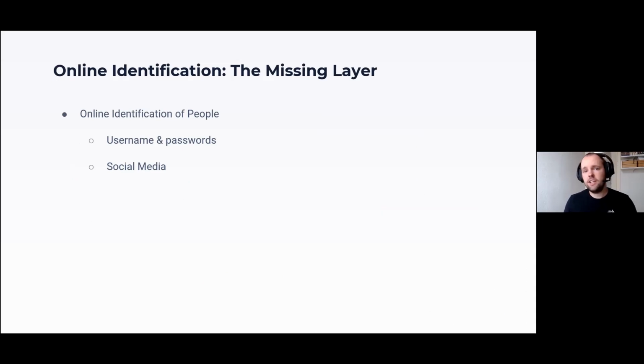And there's actually a kind of missing layer on the internet, and that's online identification. Online identification for people is currently a missing layer on the internet. So how it's currently done is that I have over 100 accounts spread over different internet websites, which all have a username and password. And the username is kind of my identifier specifically for that one website, and the password proves that I am in control of this account.